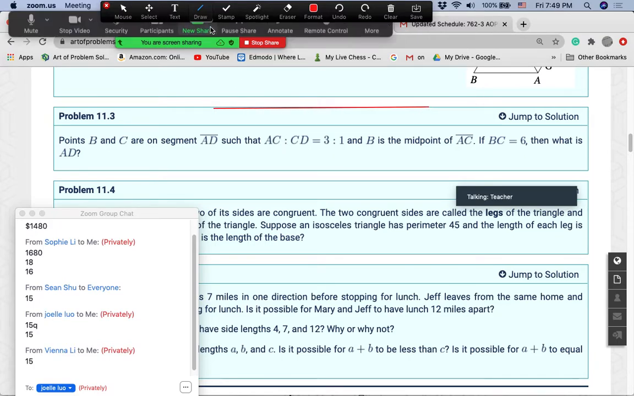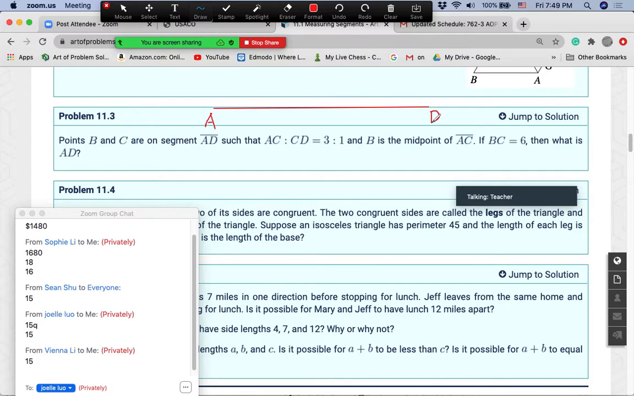Suppose this one's AD. This one's A. This one's D. Then points B and C are on this line segment, and AC over CD equals 3 over 1. AC, suppose C is here.